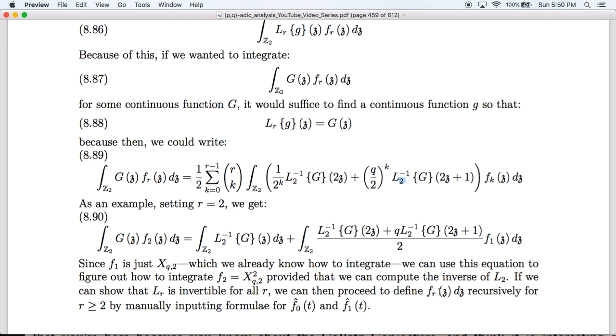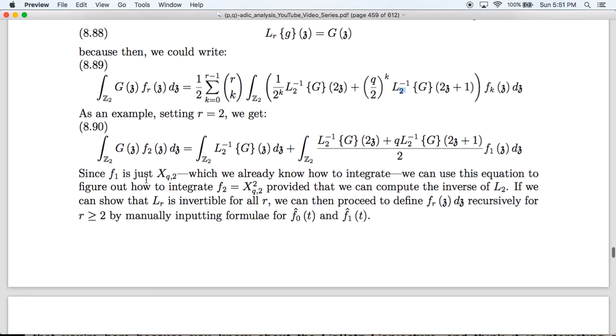Then what we're going to do is show that once those two initial conditions are set, this recursive formula will then give us a formula for fr dz, and that formula will have the correct Fourier-Stieltjes transform. Once that's done, all we'll need to show is that that particular Fourier-Stieltjes transform generates a Fourier series which sums to fr, and then we'll be done.